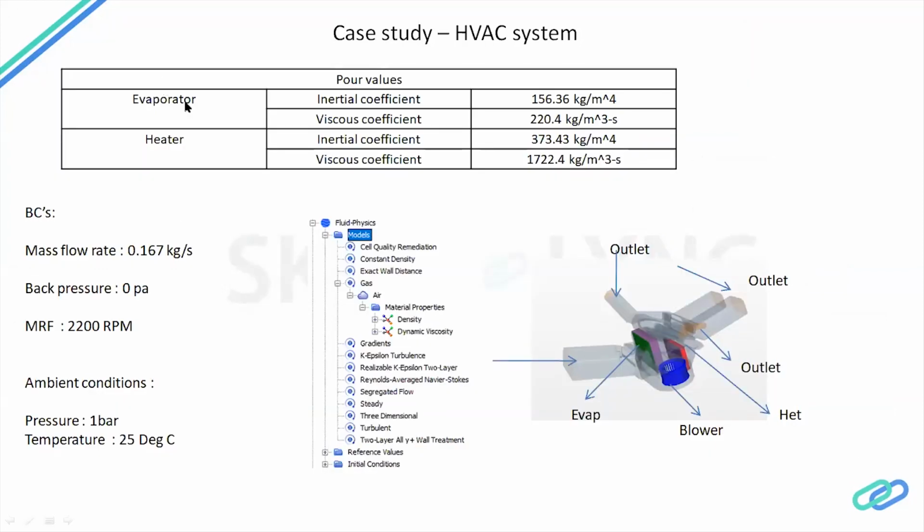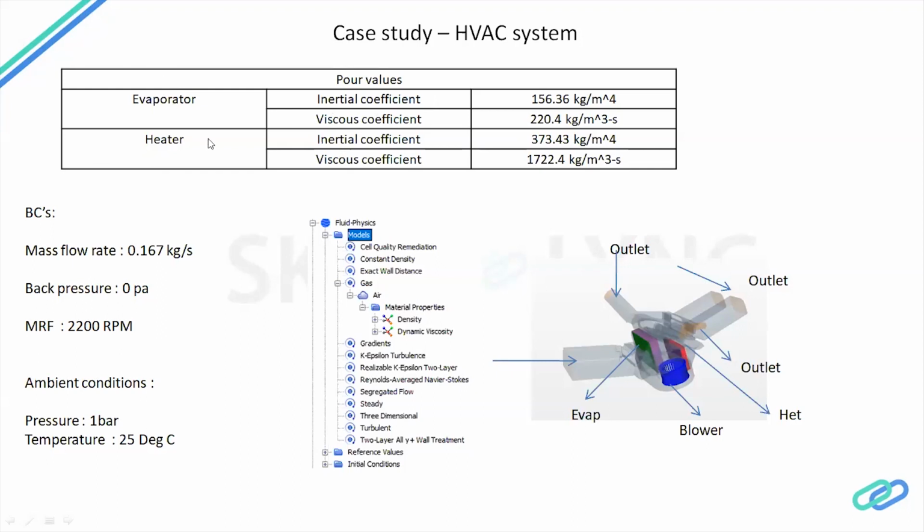And we have an evaporator and heater. These are the inputs we usually get from the customer. We have coefficients like the inertial coefficient and the viscous coefficient. The inertial coefficient talks about the pressure. The viscous coefficient talks about the resistance because of the viscosity of the fluid. So we can model this evaporator and heater simply like a rectangular box, and we can give these as input to the evaporator and heater in the solver.